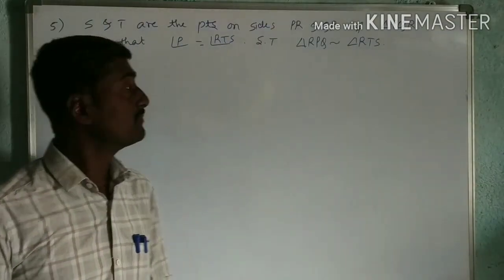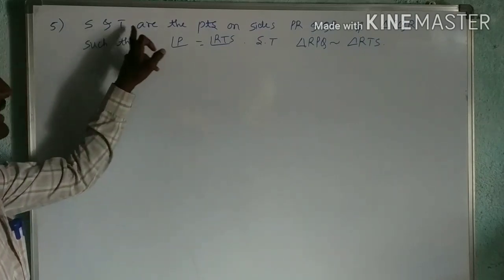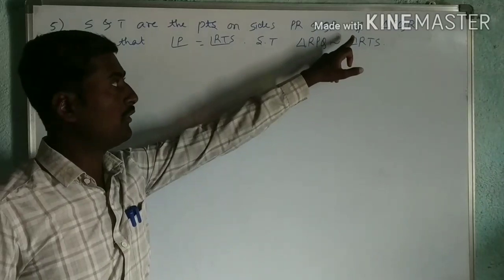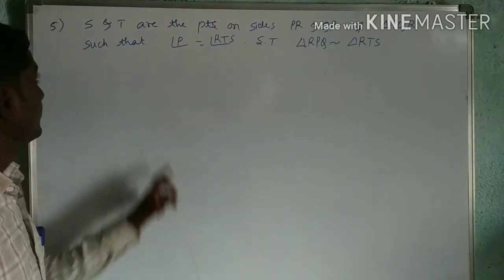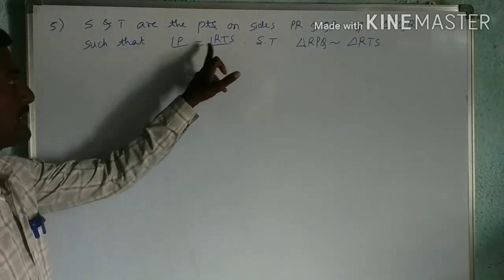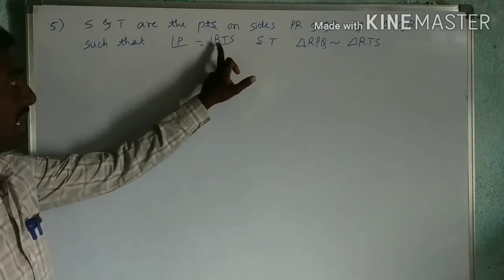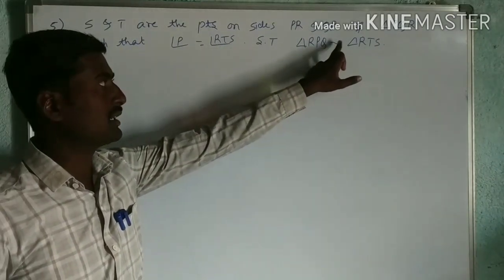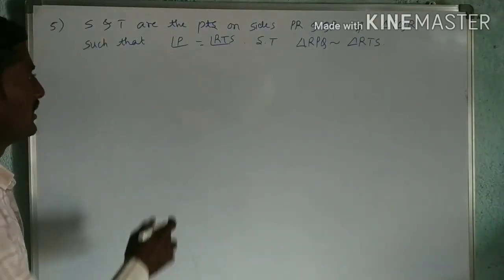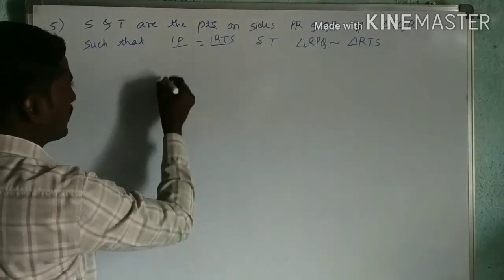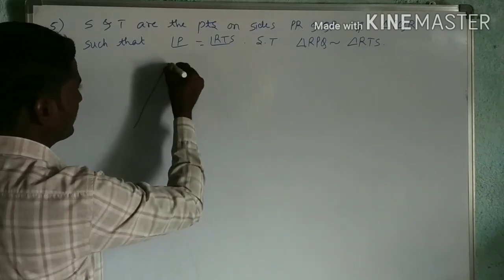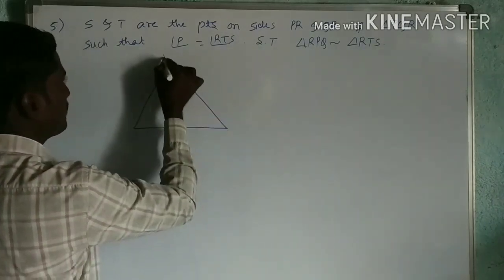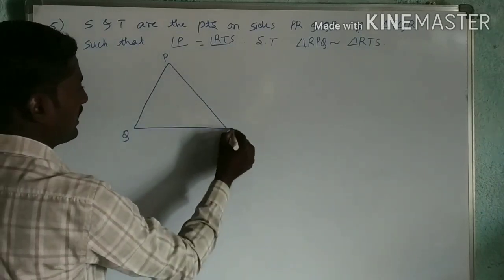Next, fifth question. S and T are points on the sides PR and QR of triangle PQR such that angle P is equal to angle RTS. Show that triangle RPQ is similar to triangle RTS. So let us take the triangle PQR first. So this is P, Q and this is R.